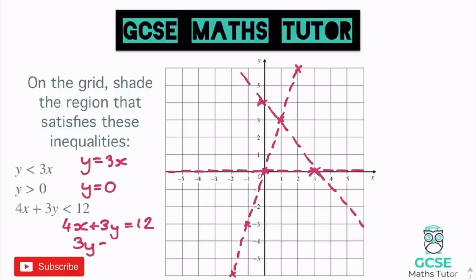So we'd have 3y equals negative 4x plus 12. And then we'd have to divide both sides by 3, so we'd end up with y equals negative 4 over 3 (divided by 3), x plus 4. There we go. And you could actually plot the graph from there, just remembering what that means.